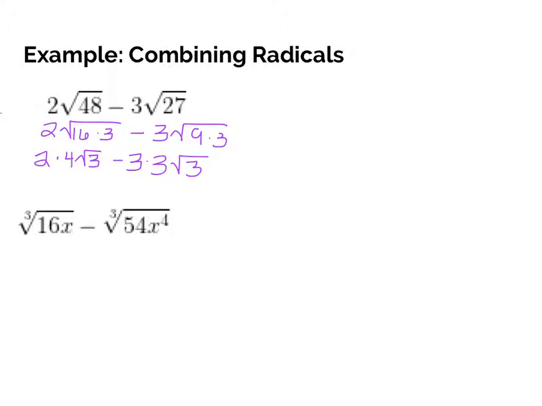This will simplify. 2 times 4 root 3 is 8 root 3, minus 3 times 3 root 3 is 9 root 3. And then just as we would subtract 8x minus 9x, we can take 8 square roots of 3 minus 9 square roots of 3 to get negative square root 3.